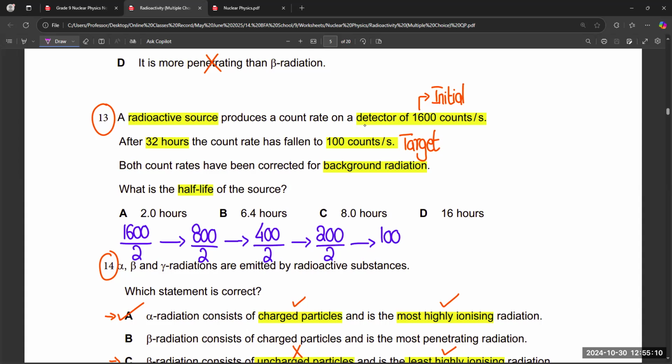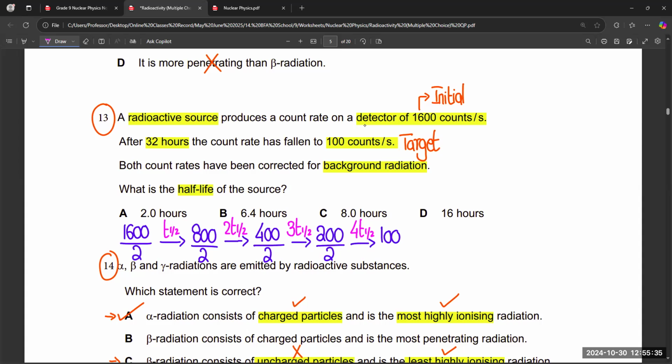This is the first. This is the second. This is the third. This is the fourth. Right? So how many half-lives do we perform? We perform a total of 4 half-lives.